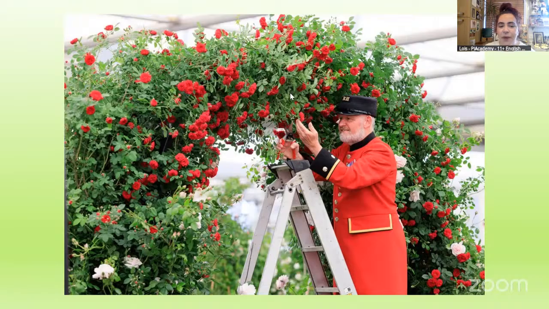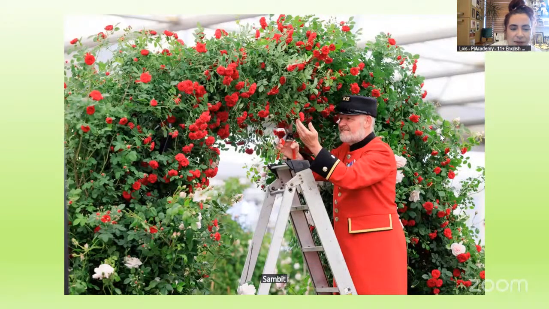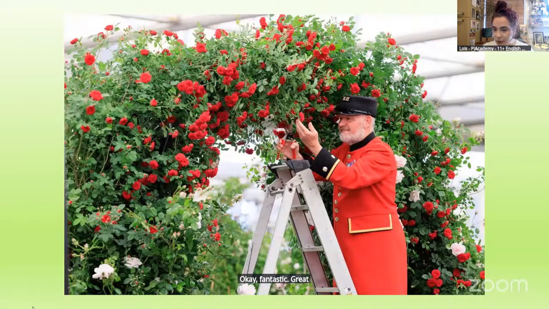Hafsa says, if his wife died, why is he smiling? Well, sometimes you think back fondly on memories and then you smile, even if you're sad about them. It could be a sad smile. Sambit says something similar, cuts flowers to make a bouquet for his wife to impress her. Yes, definitely. That could work. Okay, fantastic. Great. Let's try another picture.